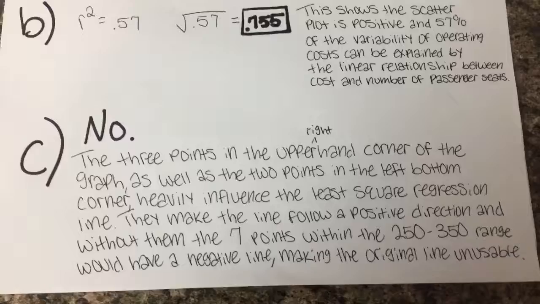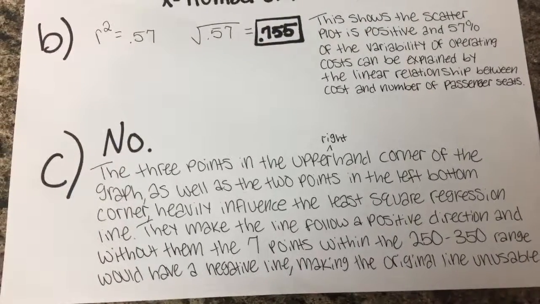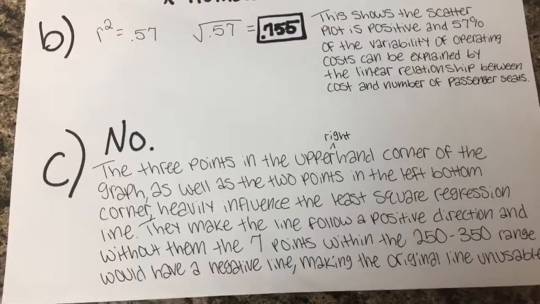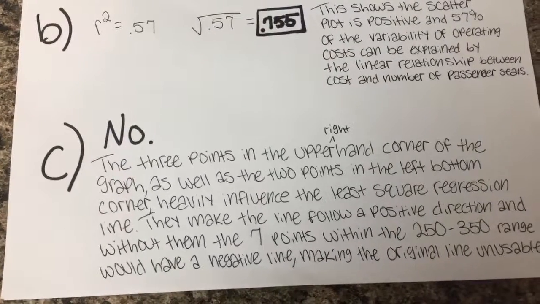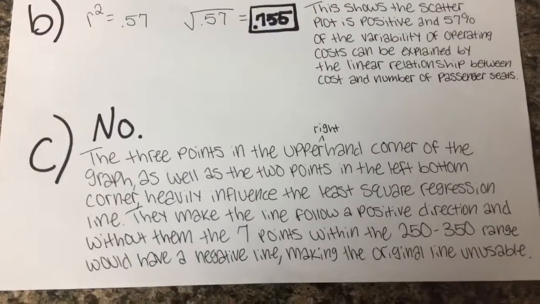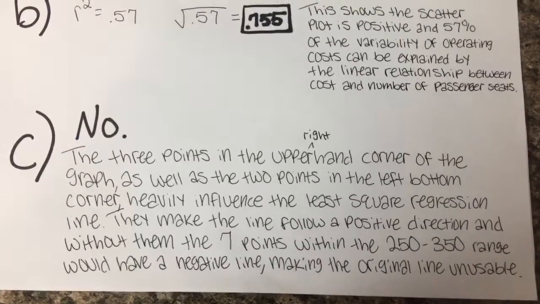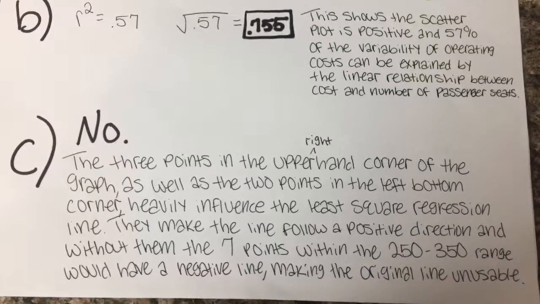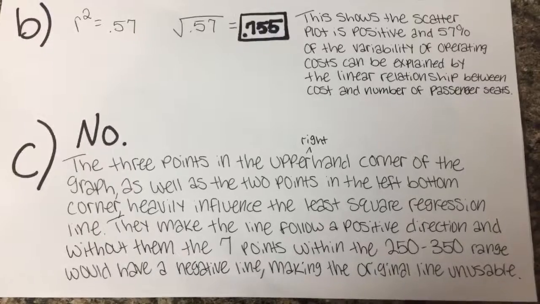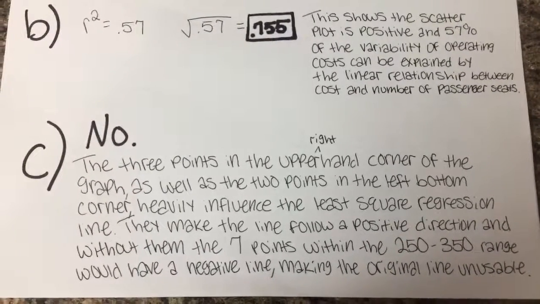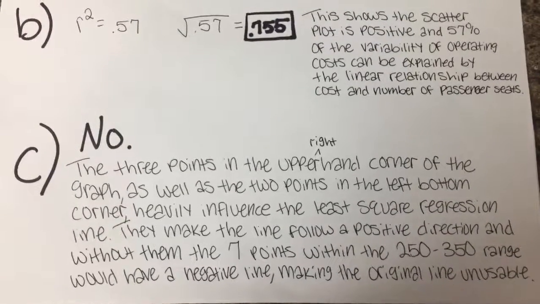For the final part of the AP question, it asks, does the line in the scatter plot still provide the best description of the relationship for data in the range of 250 to 350 seats? Why or why not? And it does not, because the 3 points in the upper right-hand corner of the graph, as well as the 2 points in the left bottom corner, heavily influence the least squares regression line. They make the line follow a positive direction, and without them, the 7 points within the 250 to 350 range would have a negative line, making the original line unusable.